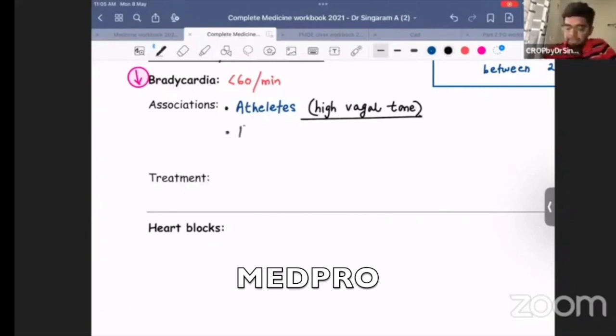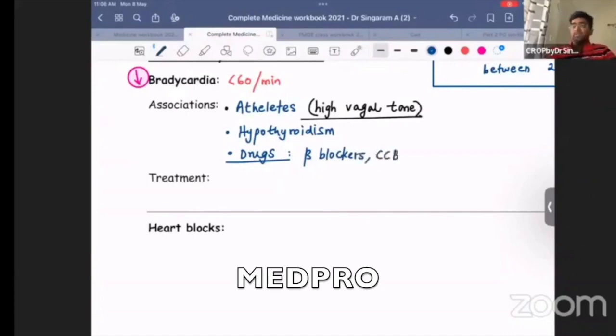in patients who have hypothyroidism also, the heart rate is decreased. And third, patients on some drugs can have a decreased heart rate. Can any of you think of any drugs which can decrease the heart rate? Yes, beta blockers. Patients who are taking CCBs, that is calcium channel blockers, also have a decreased heart rate. So these are common conditions where you get bradycardia.